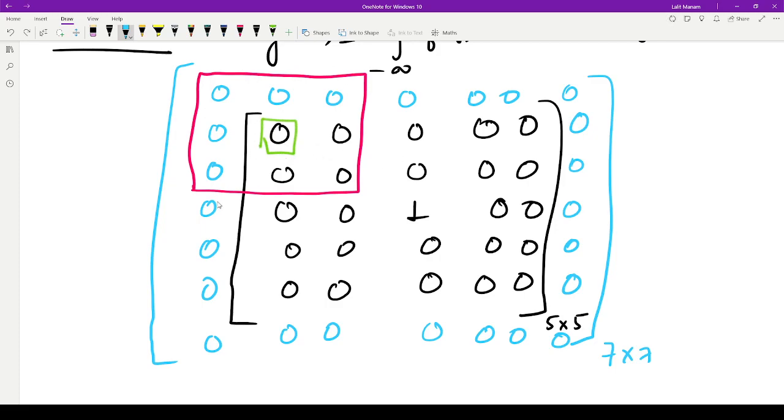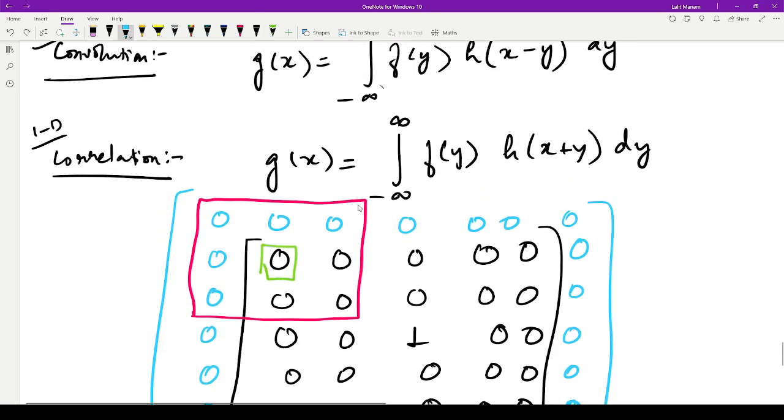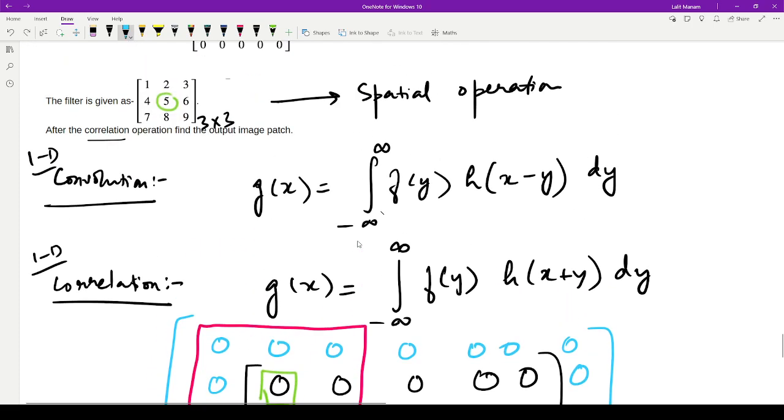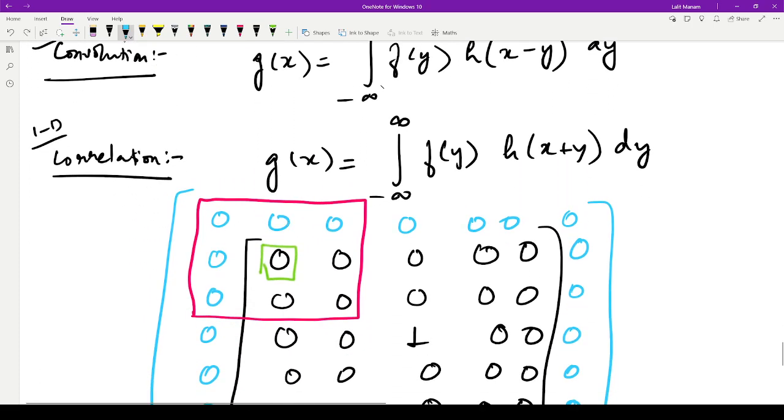Given this, what will be the output of this filter placed here? Zero, because all values are zero. And what does correlation do? We'll just place each filter value here, right? What is the correlation?